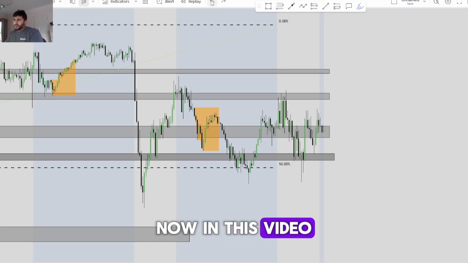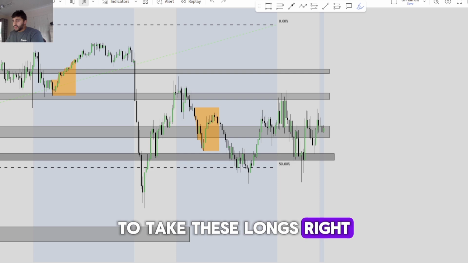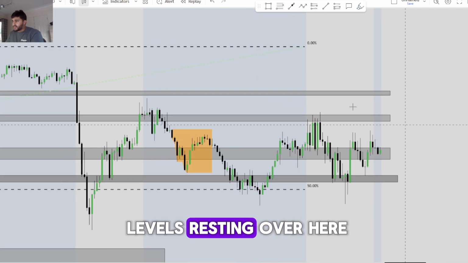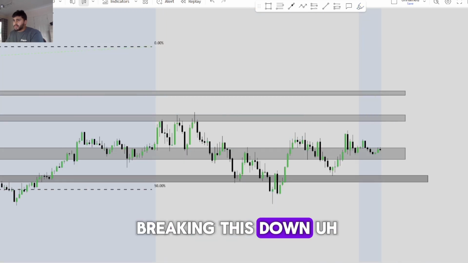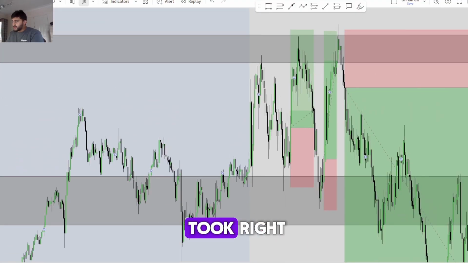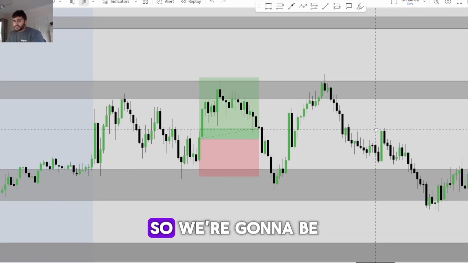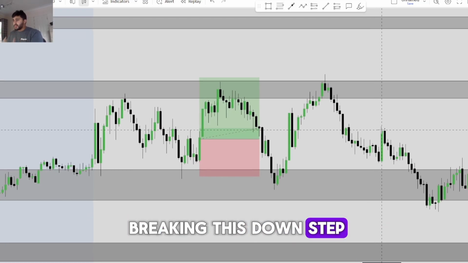Now, in this video, I'm going to be breaking down how I use the footprint charts to take these longs, right? So I had a couple of my key levels resting over here, and I'm going to be breaking this down step by step. So this was the first long that I took, right? So the first long that I took came just after 10 a.m. Eastern, right? So we're going to be breaking this down step by step.